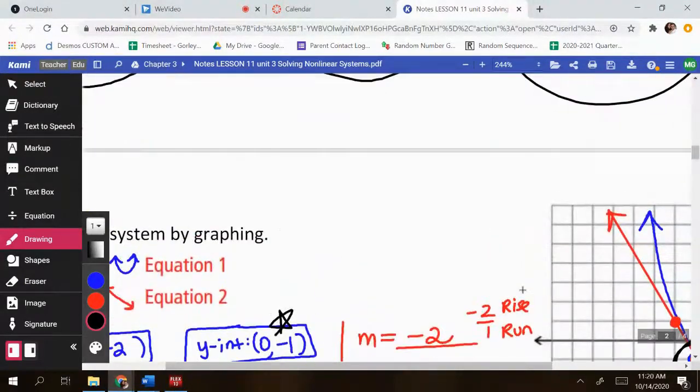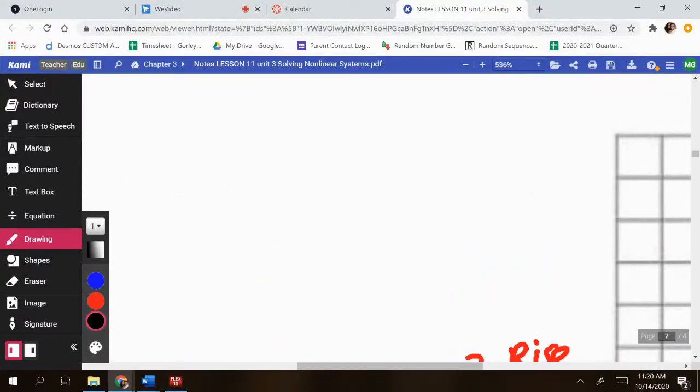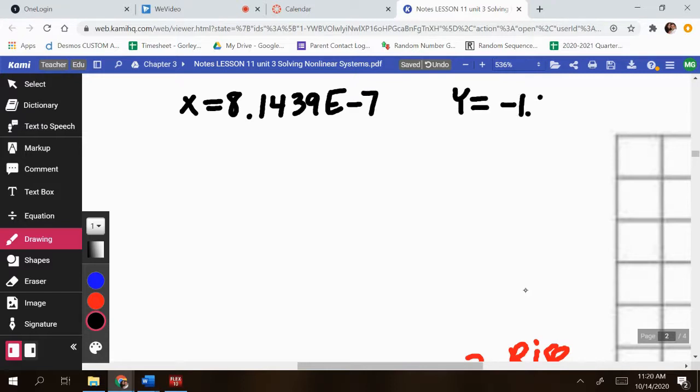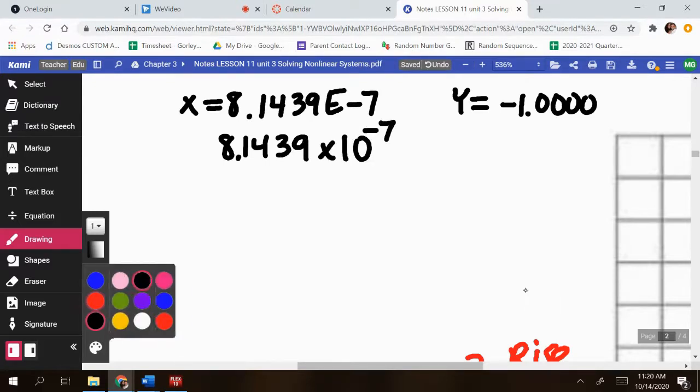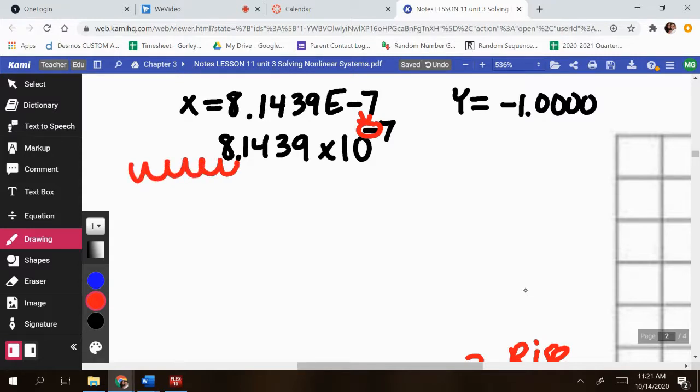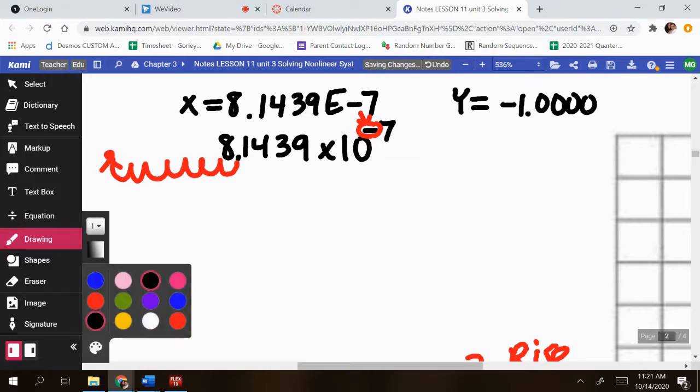I'm going to just off to the side make a note up here. Like I said, it gave us that x was equal to positive 8.1439 e negative 7, and then y was equal to negative 1.0000, etc. I think it ended with a 2. Okay, but really this is scientific notation. So this is the same thing as saying times 10 to the negative 7th power. So essentially it wants us to take this decimal point and move it left 7. I know it's left because of the minus sign. 1, 2, 3, 4, 5, 6, 7. And then we'd fill the rest in with zeros.